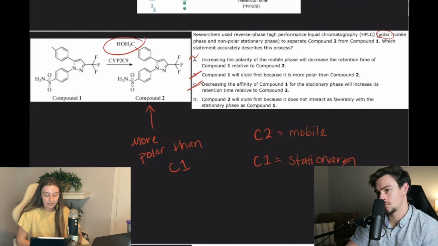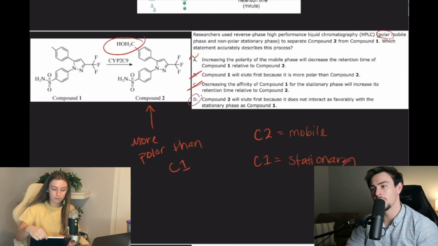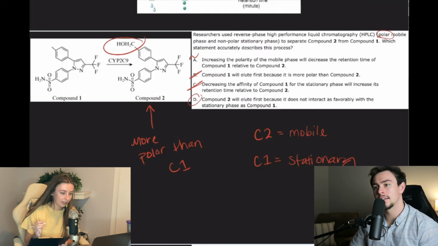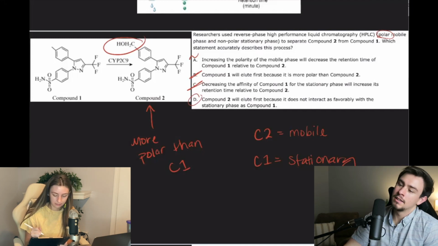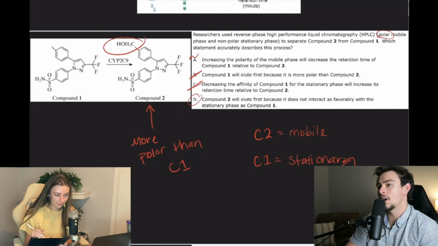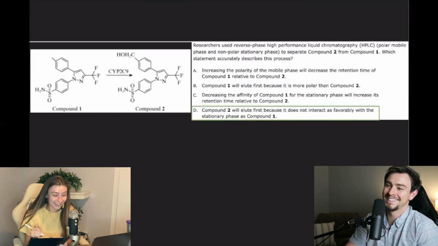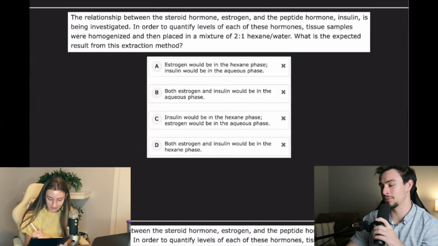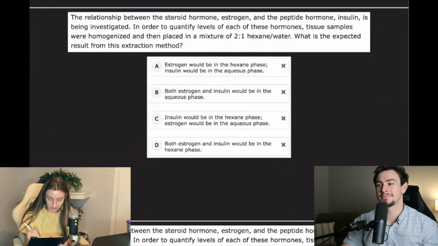D says compound 2 will elute first because it does not interact as favorably with the stationary phase as compound 1. Yeah, absolutely. That basically just means that compound 2 is more polar than compound 1, which was our first thing that we realized. Yep. The hard part about that question is just keeping everything straight.